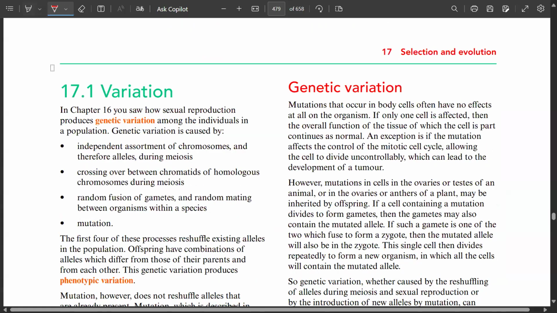So, can you tell me what is variation? Difference. Like, there's a diverse variety.